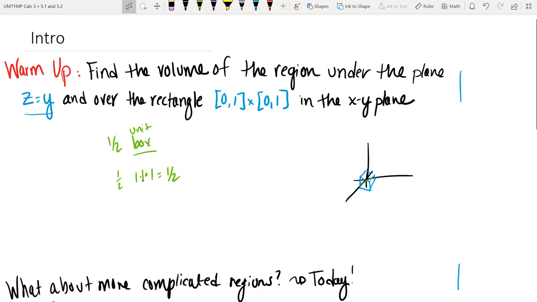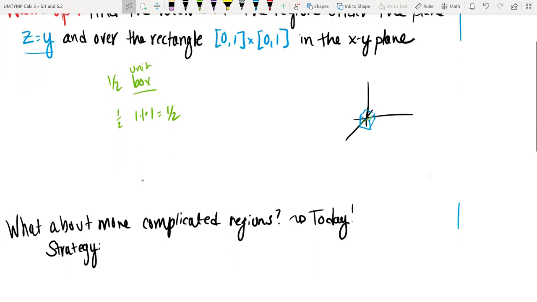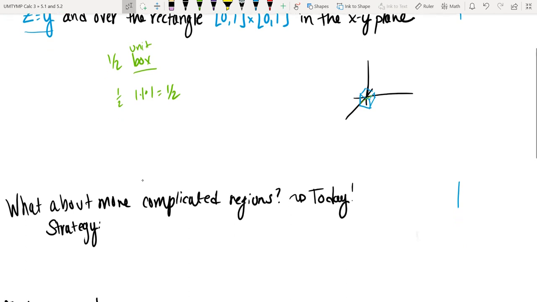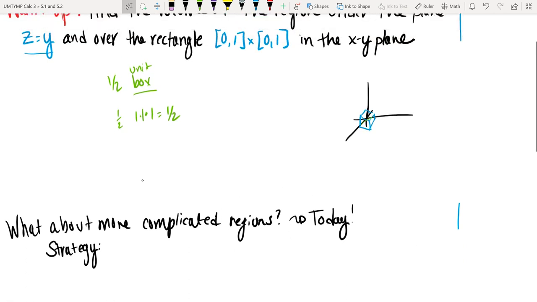Now, is there a better way to do this? This we just used geometry. What about more complicated regions? Well, we're going to talk about that today. And the strategy that we're going to employ might not surprise you, but surprise you at the same time. We're going to use ideas from Calc 1.